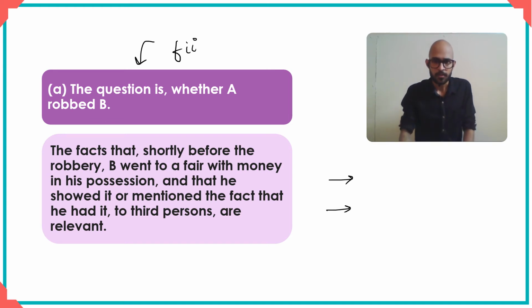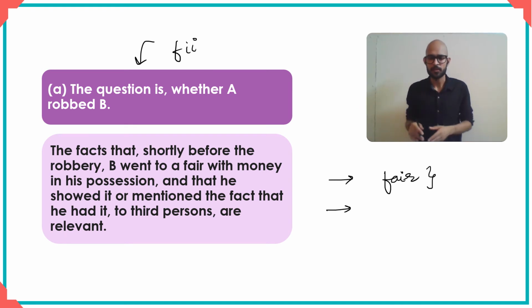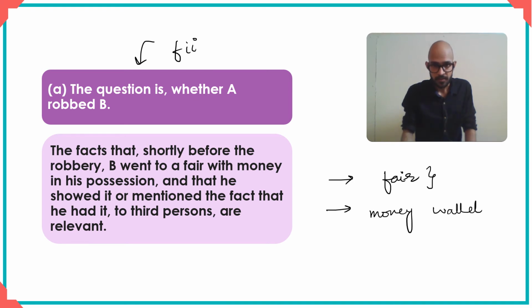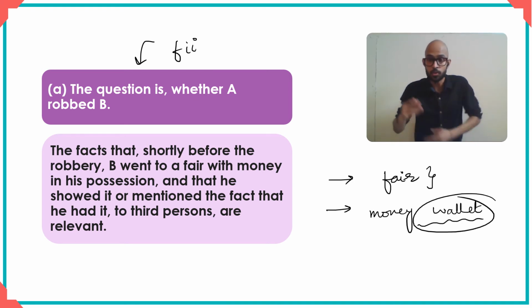Okay. Now this person goes to a fair. A fair is basically a mela. That means you expect there to be a large crowd, a lot of noise. What was this? This served as an opportunity for something to happen. It was also the occasion for it. Likewise, he has money in his wallet, right? He has a lot of money with him and he's shown it to somebody.